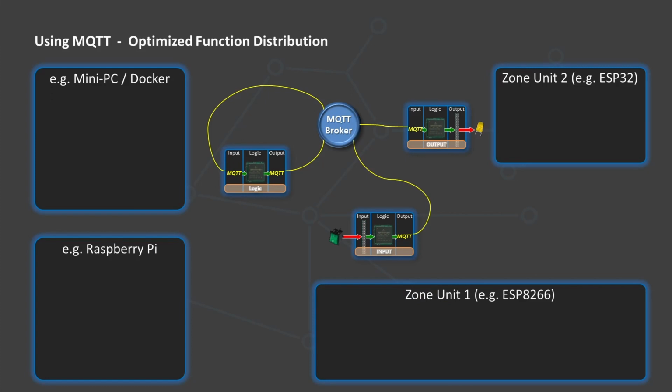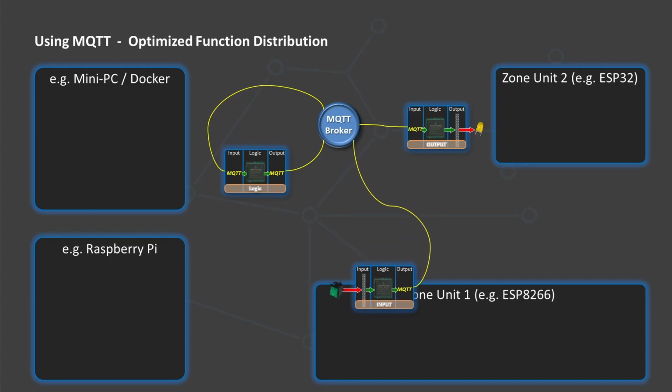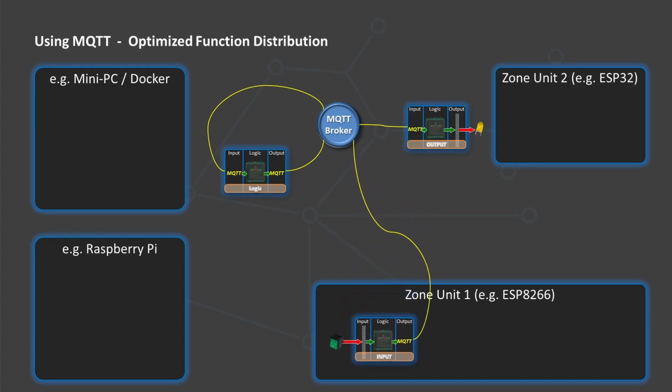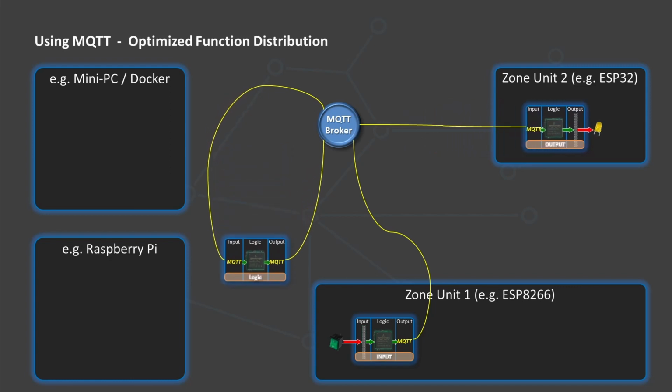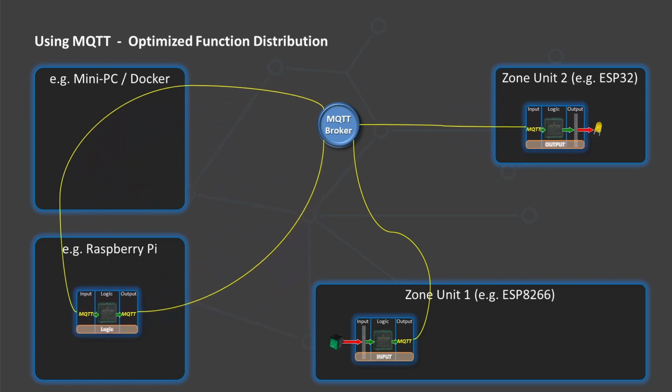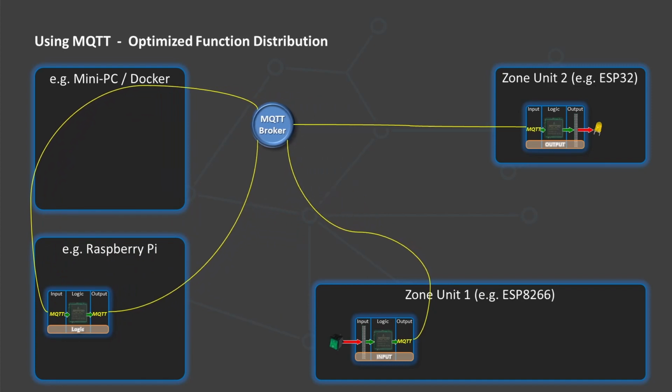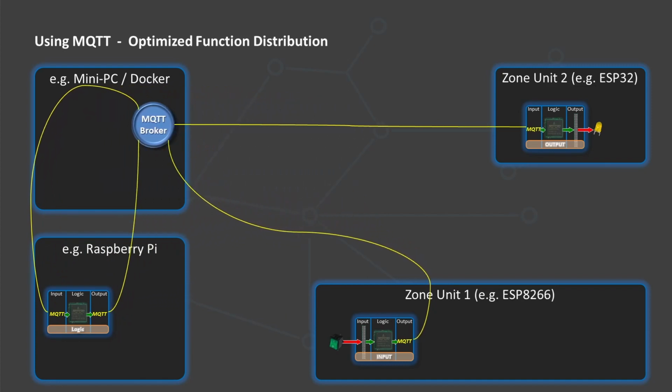Here you see a short demonstration about how flexible we are now with the function distribution thanks to MQTT. The input module could be placed into zone unit number 1, the output module into zone unit 2. The logic module could be placed into the Raspberry Pi, the MQTT broker into a mini PC or a Docker environment. Any other combination is possible without influencing the interfaces between the main function and the hardware.